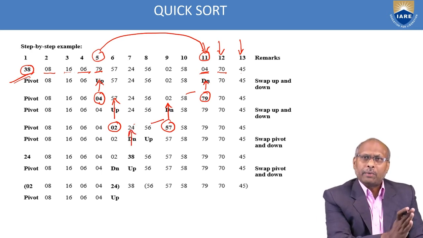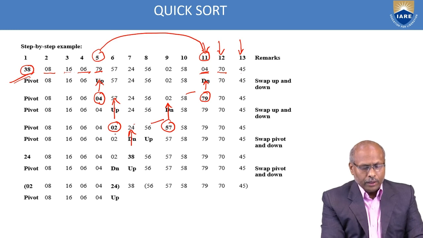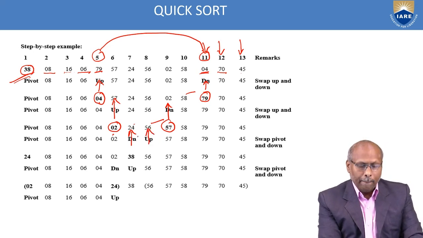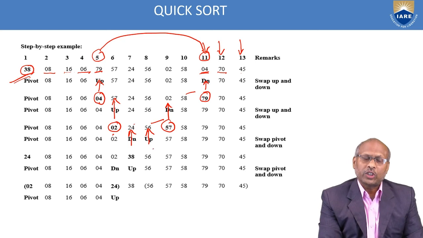That right side is over. Now come to left side. When you come to left side, 2 is less than pivot. 24 is less than pivot. 56 is no, so stop it. So now up and down have crossed each other.